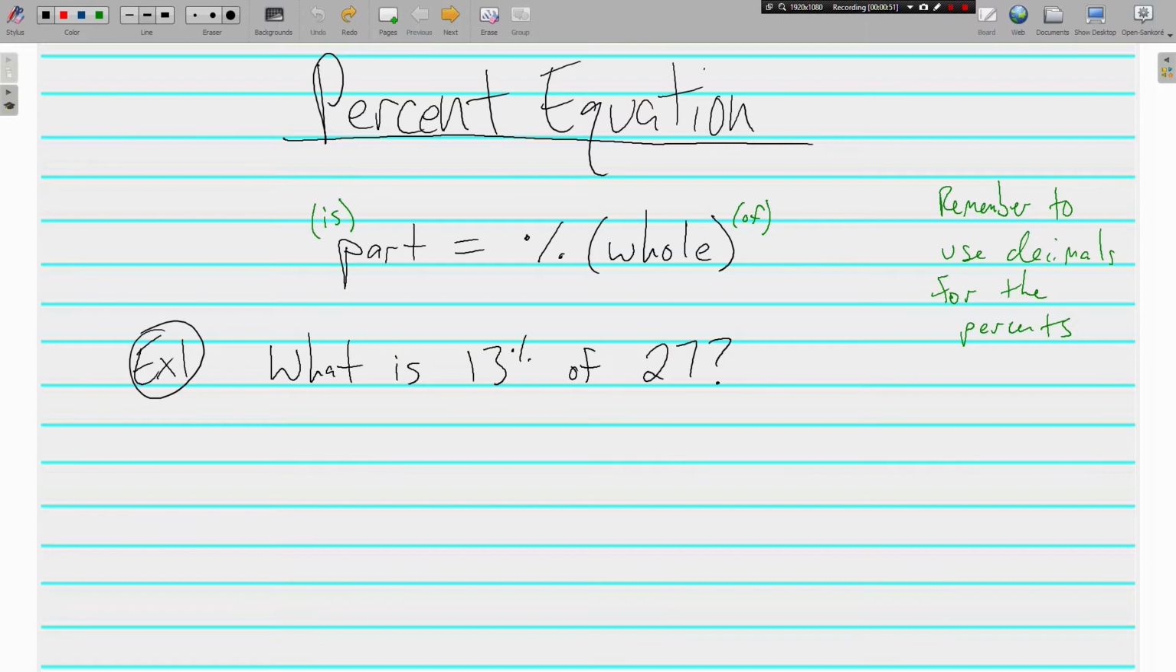What is 13% of 27? The part is the "is," and that's what we don't know. So x is 13%, we're going to use 0.13, of 27. So the percent times the whole, the "of" is the whole. Throw that in the calculator and we get x is equal to 3.51. Part equals percent times whole. Let's do another.